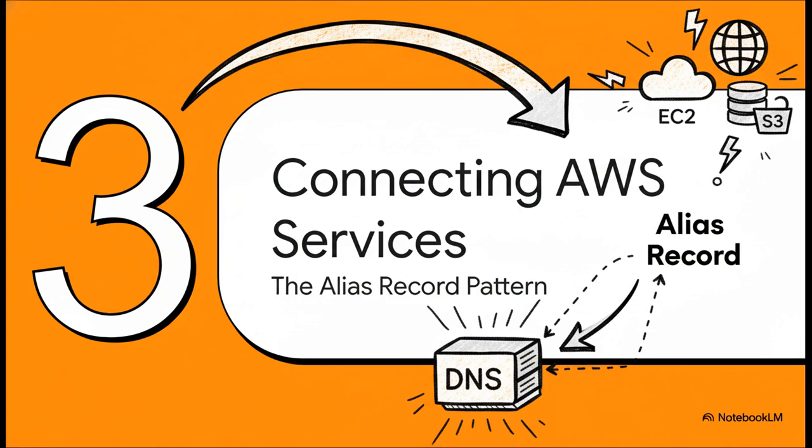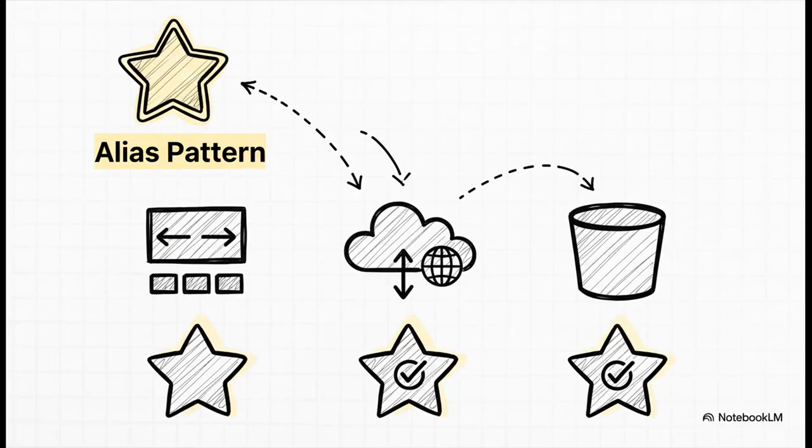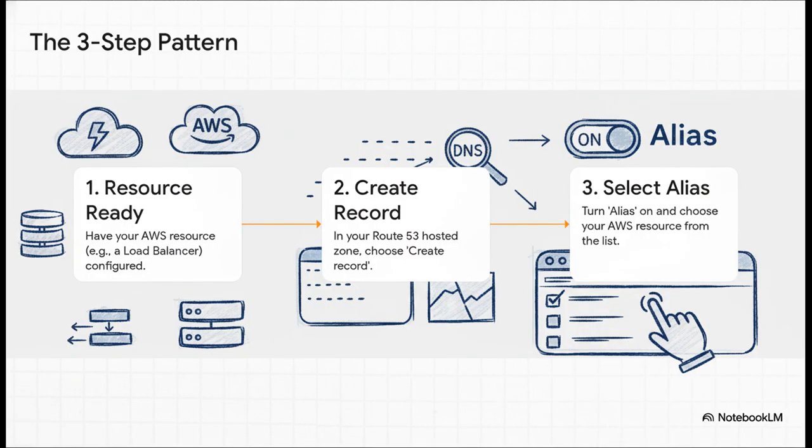We're going to look at how this one idea, the alias record, is used with some of the most common AWS services that you're probably already using. And you know what the best part is? Once you get this, you realize it's just one simple, repeatable pattern. You learn it one time, and you can use that same knowledge to connect almost any AWS service to your domain. And here is that pattern.